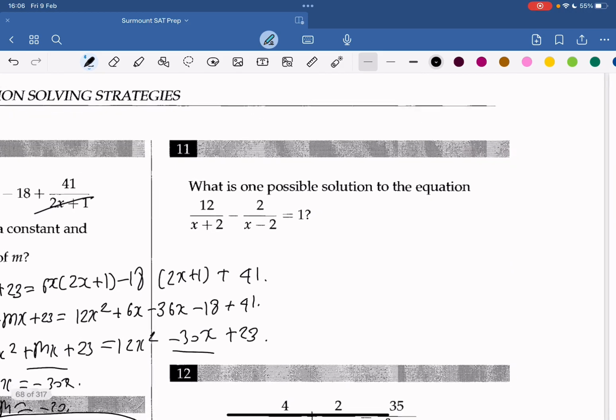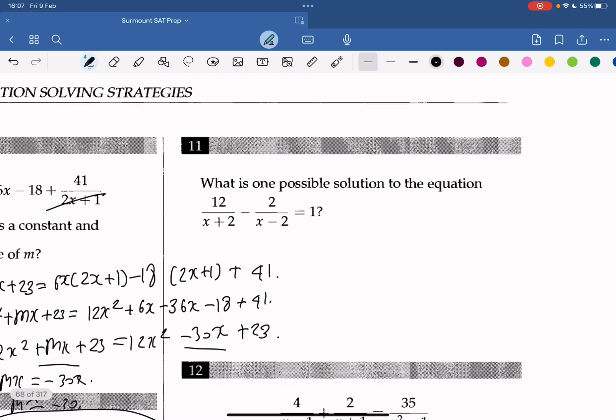Let's move on to the two last questions. What is one possible solution to the equation 12 over x plus 2 minus 2 over x minus 2 is equal to 1? So again, what we've known to do is to multiply by the common denominator, which in this case is (x plus 2)(x minus 2). So let's multiply both sides by x plus 2 and x minus 2, which will lead us to get 12(x minus 2) minus 2(x plus 2) is equal to (x plus 2)(x minus 2).